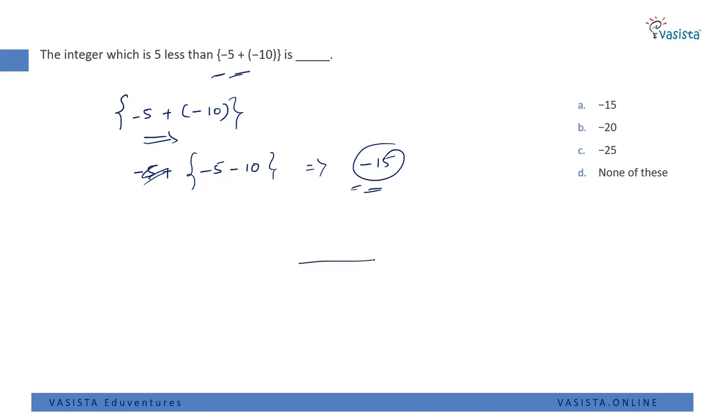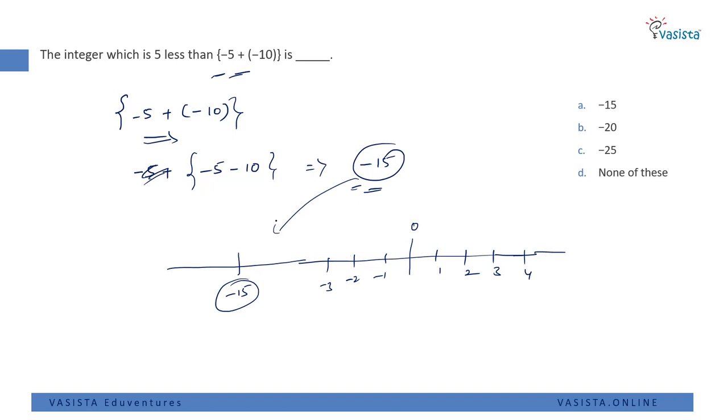So now if you take this, right, this is a number line, 0. So this is going to be positive numbers 2, 3, 4, something like this. Here minus 1, minus 2, minus 3, like this. If you come to this, so the number here is minus 15, right? This number. The question is the integer which is 5 less than. So when you go this side, these are all the lesser numbers than the previous number.